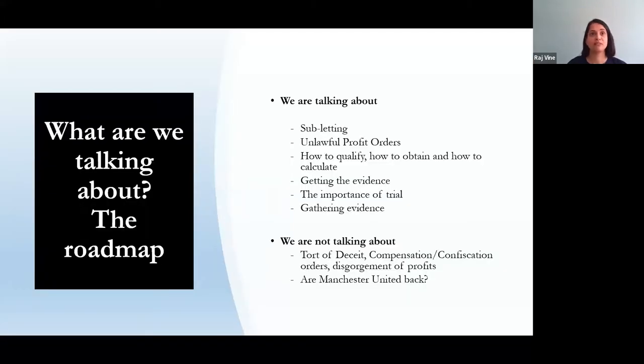So what are we going to be talking about today? We will be looking at the roadmap. We'll be talking about subletting, unlawful profit orders, how to qualify, how to obtain and how to calculate, and getting the evidence and the importance of trial, gathering evidence. We won't be talking about total deceit today, compensation or confiscation orders or disgorgement of profits.